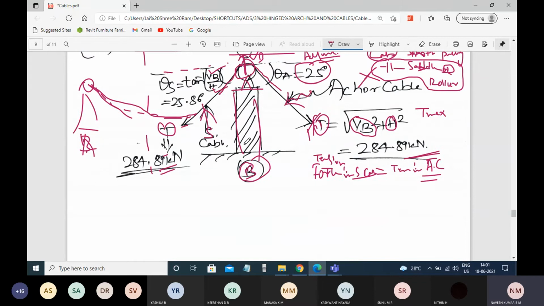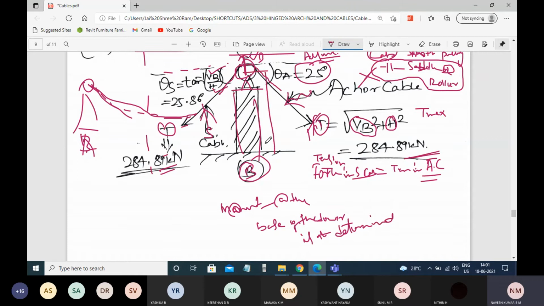And here the moment at the base of the tower is not determined, right? Because in the previous problem statement we assumed the height of the tower. Here the height of the tower is unknown, so we are not finding the moment at the base.